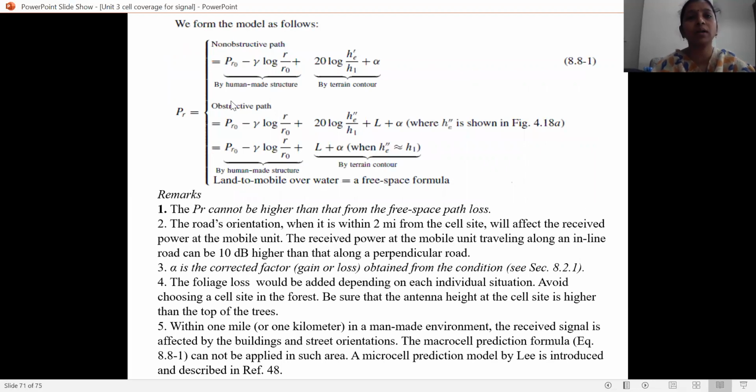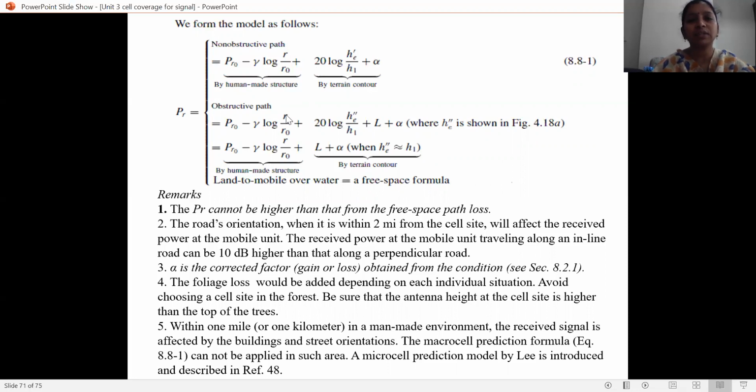So coming to the model, the formula is received power for the case of non-obstructive path, obstructive path, and land to mobile over water. This is the formula for the non-obstructive path: PR0 minus gamma log of R by R0, which is for the human-made structure, and the received power is also affected by terrain contour. So in the non-obstructive case, we have to combine both human-made structure and terrain contour: 20 log of HE dash by H1, where HE dash is the effective antenna height, plus alpha.